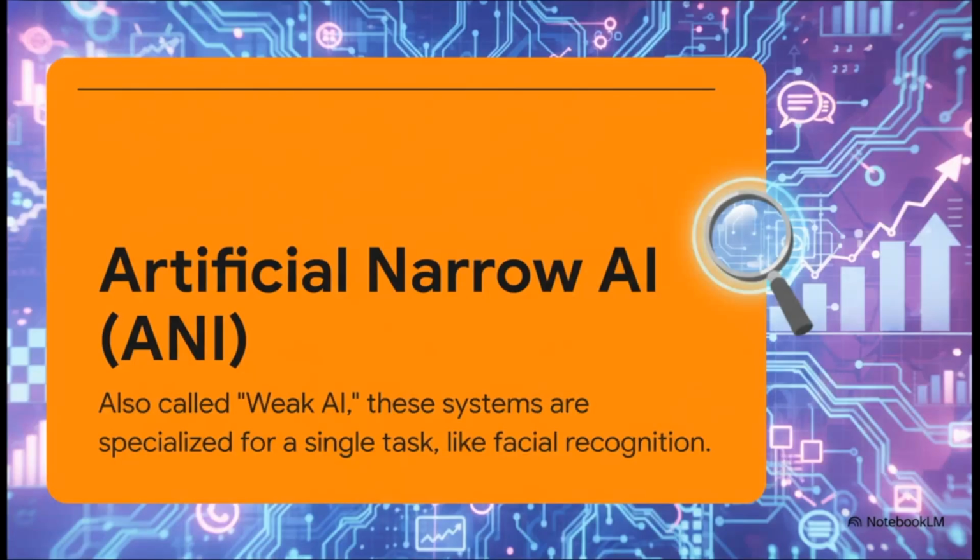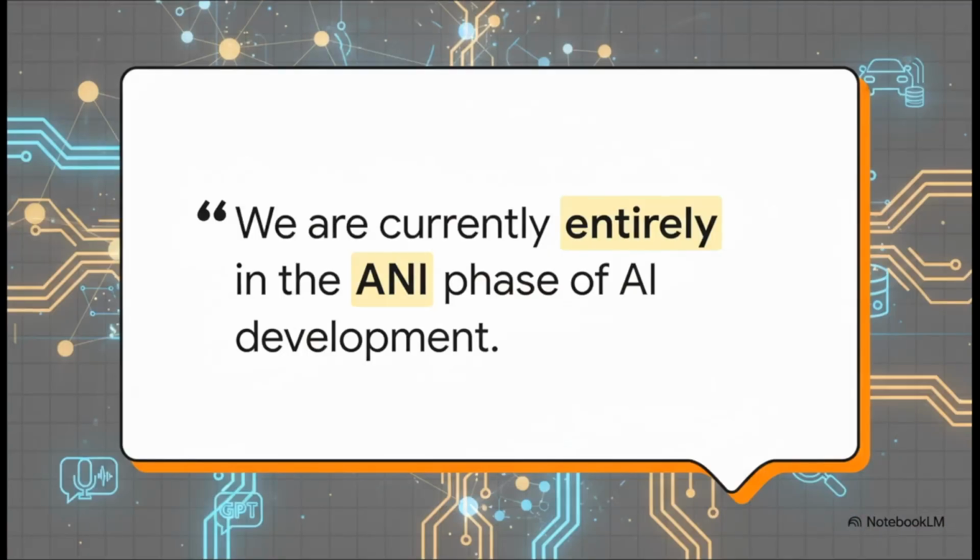So first let's talk about artificial narrow intelligence, or ANI. Some people call this weak AI. Now the best way to think about ANI is as a highly trained specialist. These systems are designed to do one specific task and do it exceptionally well, often way better than a human can. And here's the key takeaway, maybe the most important point of this whole explainer. We are currently entirely in the ANI phase of AI development. That means every single AI you use today, without exception, is a form of narrow AI.